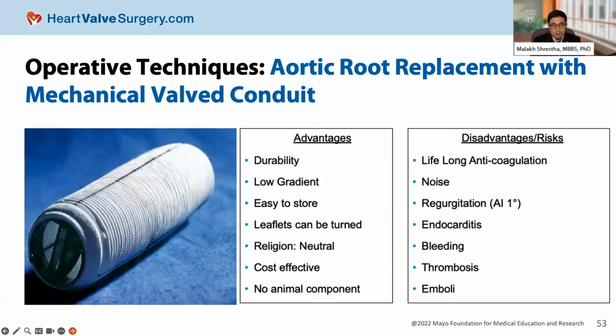So the possibilities were either to use a mechanical valve conduit, replacing the aorta with a mechanical valve. And the advantages are, of course, that the durability is long, the gradients are low, and it's easy to store, so at the time of operation, you can just take it off the shelf. And also the leaflets can be turned when you are implanting. Religion-wise, it's neutral, because it's a mechanical valve. Every religious person, whatever religion they believe in, should not have a problem with that. It is cost effective, it's not very expensive, and there are no animal components.